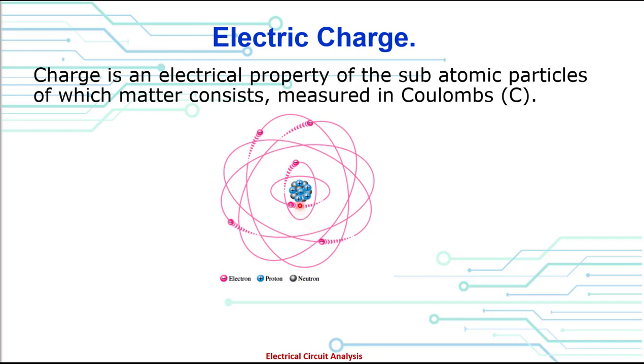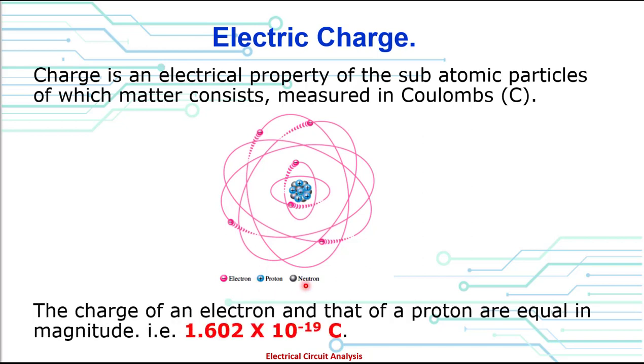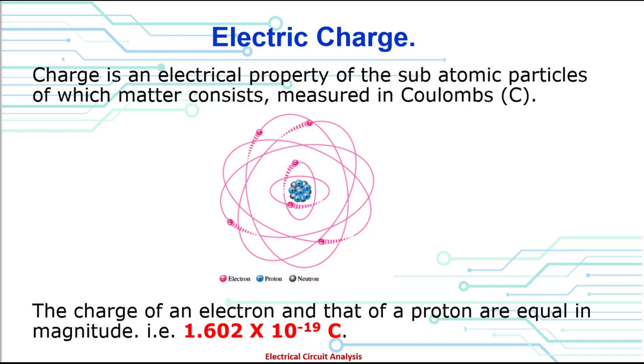You can see protons and neutrons reside in the nucleus of the atom, and electrons revolve around the nucleus. Electrons carry negative charge, whereas protons carry positive charge. Neutrons are neutral particles. The charge on an electron and a proton is equal in magnitude, which is equal to 1.602 times 10 to the power minus 19 coulombs.